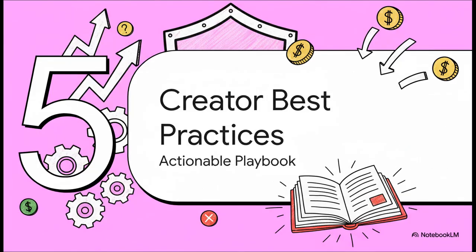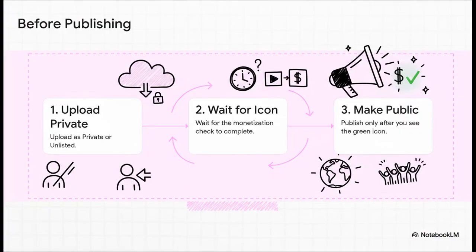Okay, so now that we know all of this, how can you actually protect your revenue and avoid all these nasty surprises? Well, here's your actionable playbook, your game plan. Listen up, because this is probably the single most important practice I can give you. Always upload your video as private or unlisted first. This gives the system time to do all its checks before any of your subscribers see it. You just wait for that green icon to appear, and only then do you switch the video to public. This makes sure you don't lose out on that critical first wave of revenue.